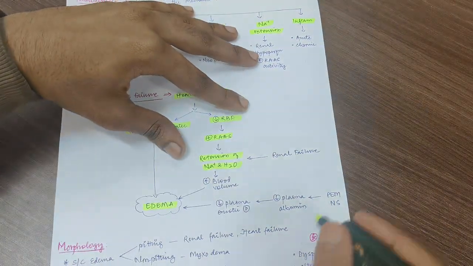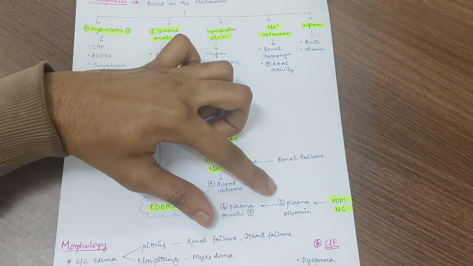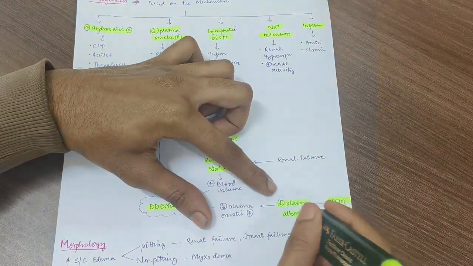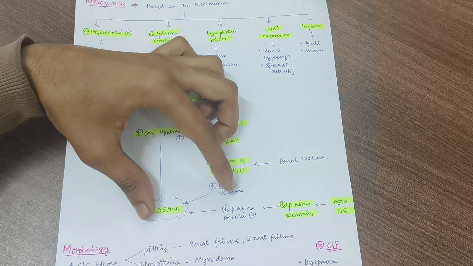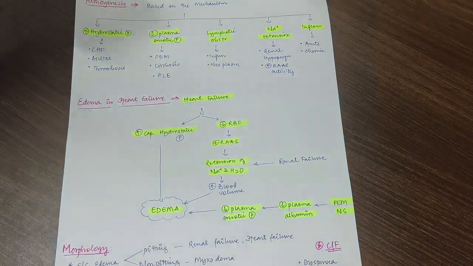Whereas in case of protein energy malnutrition and nephrotic syndrome, there is a decrease in the plasma albumin. So if protein is less in the plasma, that will lead to decreased plasma oncotic pressure, and that will lead to edema, right?